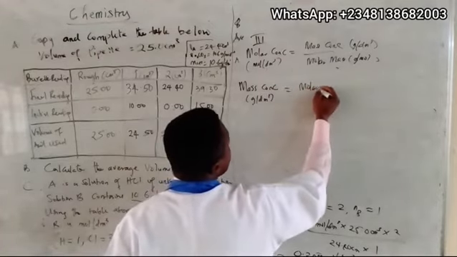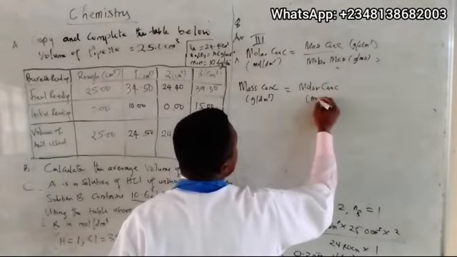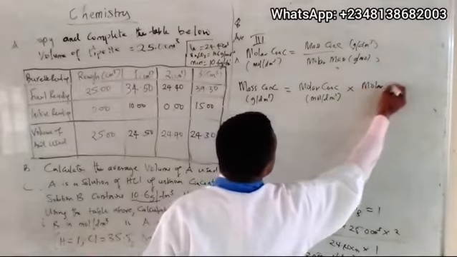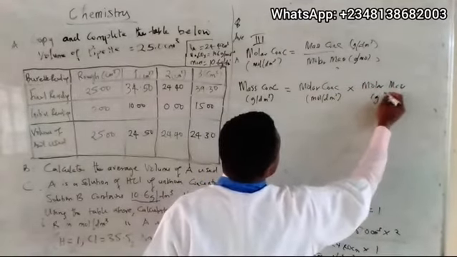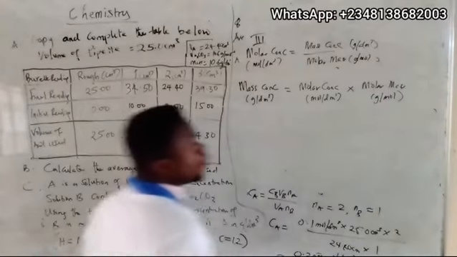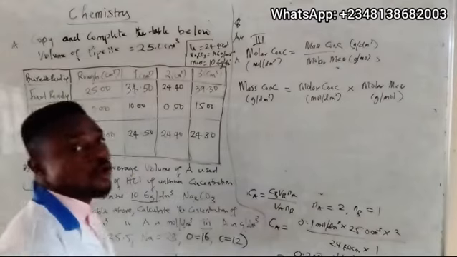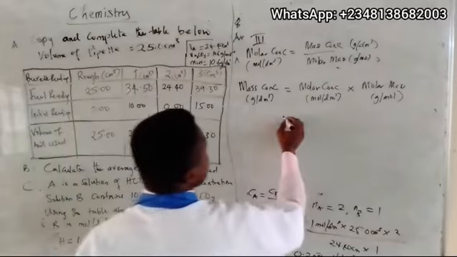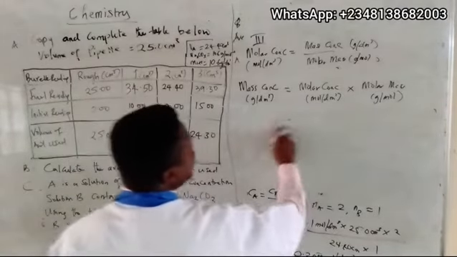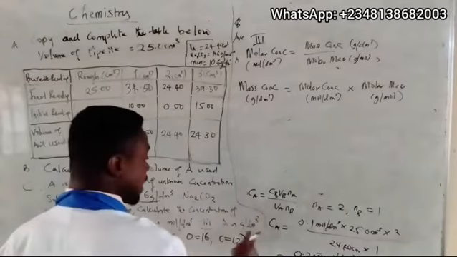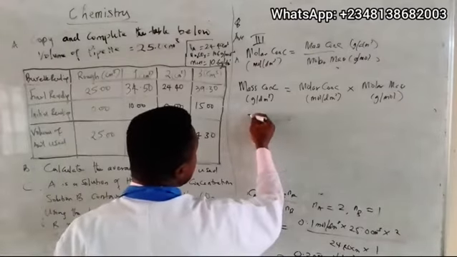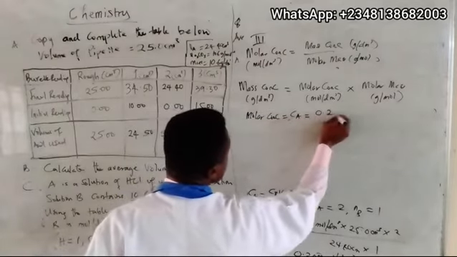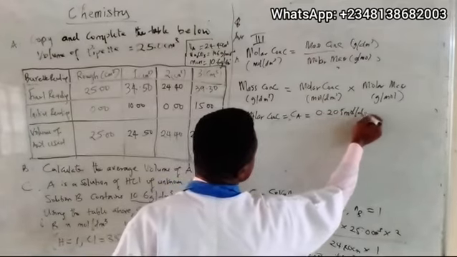Molar concentration, in mole per dm cube, times molar mass, in gram per mole. We are looking for the mass concentration, remember? So we'll now have something like this. Of course, the molar concentration is the Ca, which is equal to 0.205 mole per dm cube.